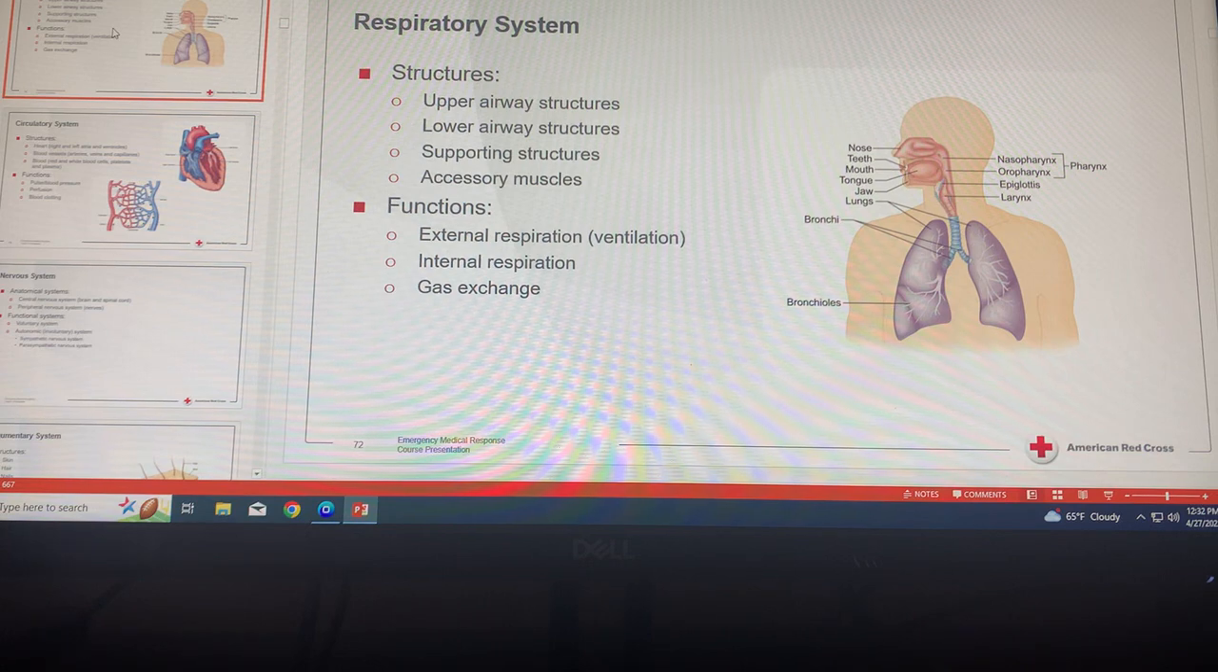During inspiration, the thoracic muscles contract, and this moves the ribs outward and upward. At the same time, the diaphragm contracts and pushes down, allowing the chest cavity to expand and the lungs to fill with air.